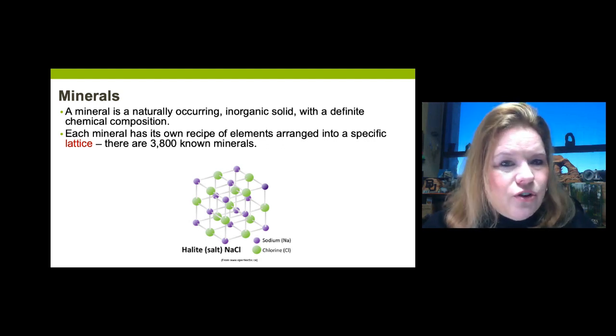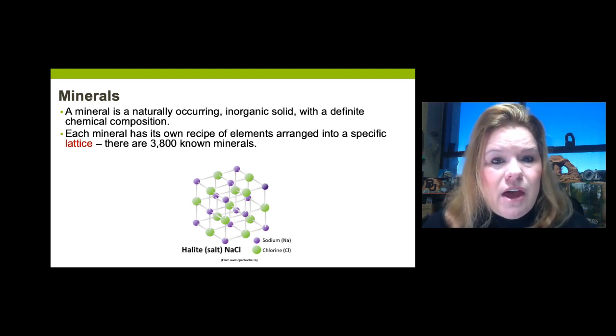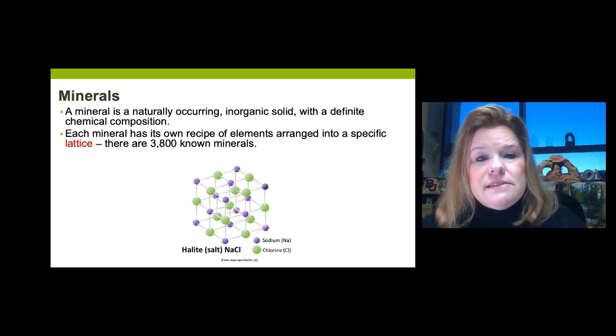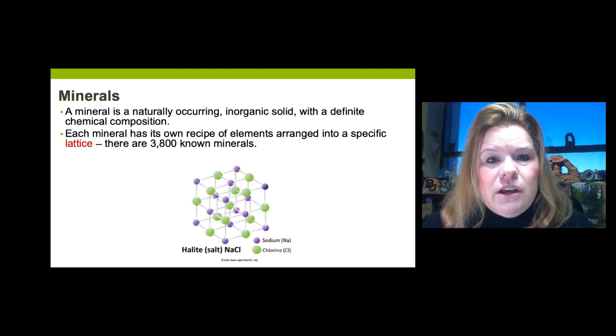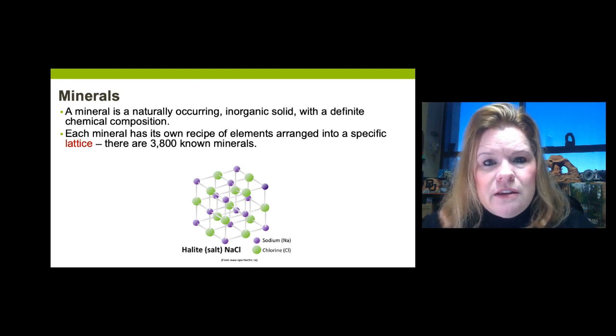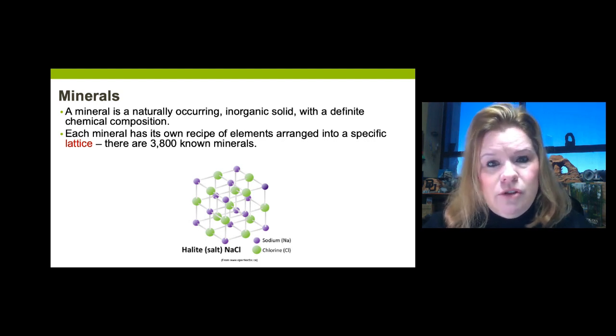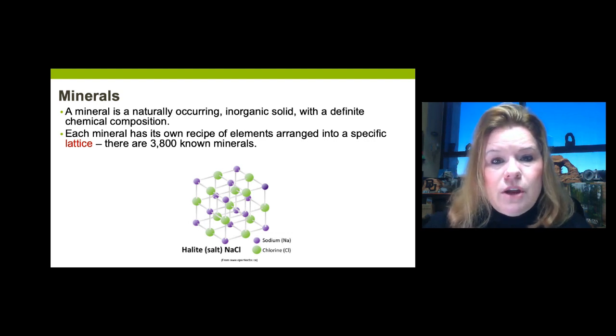So there are over 3,800 known minerals that are naturally occurring on Earth, and more are discovered as people are researching, doing field studies, and so forth. Don't confuse naturally occurring minerals with minerals that are grown in laboratory type of settings.